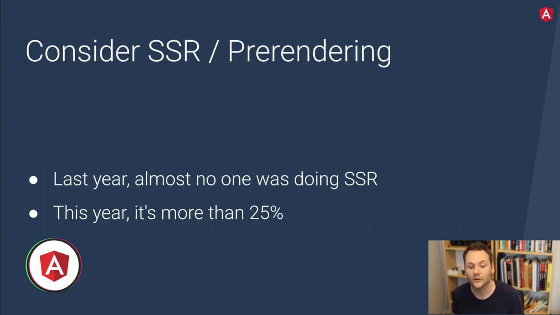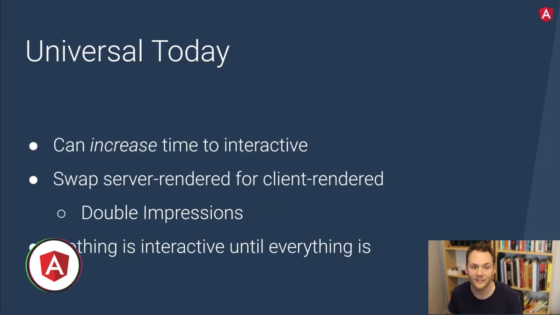Really consider SSR. Last year, almost no one was doing SSR, but this year, from the applications that I see, and I see a lot of applications, it's more than 25% of apps. And there's really great technology. In version 9 of Angular, we shipped Angular Universal with pre-render support, and there's a lot of cool innovations happening in this space. If you take a look at Scully, for example, Scully allows you to really intelligently and in a content-aware way do these really advanced pre-rendering strategies and take advantage of things like the Jamstack, which is really exciting.